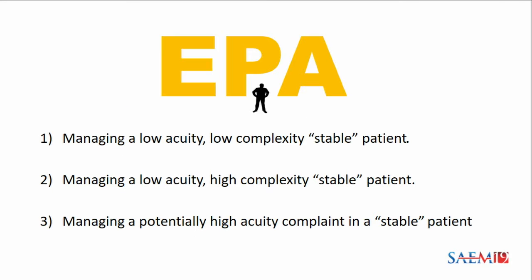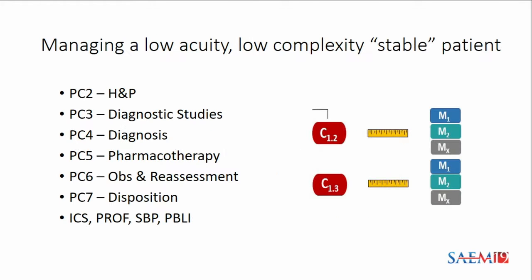So we came up with a list of 11 EPAs that work for emergency medicine. These are just the first 3 as some examples. And we're going to take the first one and walk through how I would use that on a clinical shift using this as a workplace-based assessment tool. So with your low acuity, low complexity, stable patient, which sub-competencies go into that? I've got 6 patient care sub-competencies that are required to manage a low acuity, low complexity, stable patient, in addition to those other things that we talked about: communication, professionalism, SBP, et cetera.